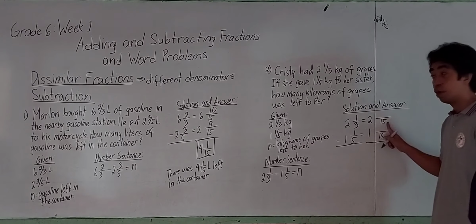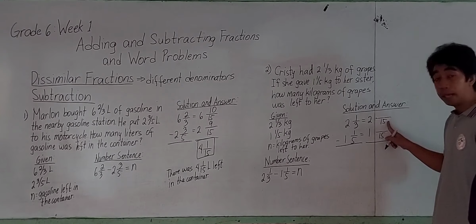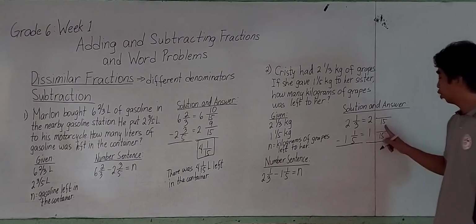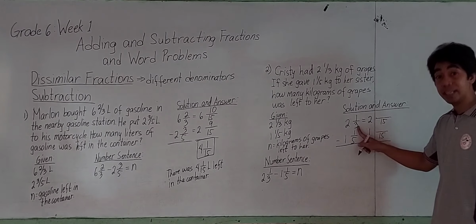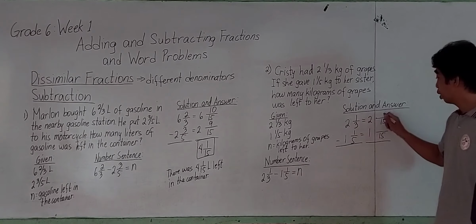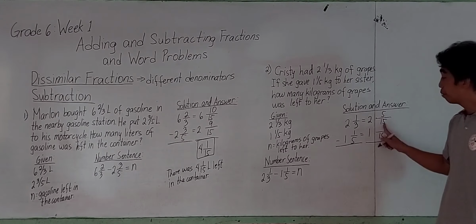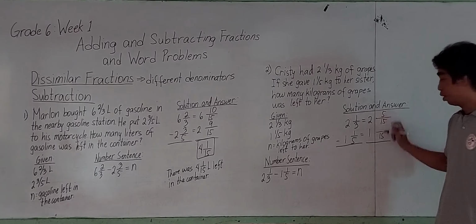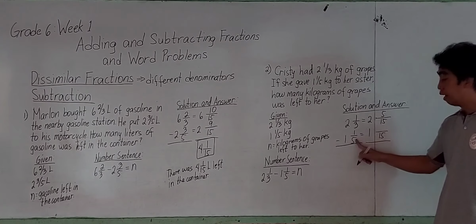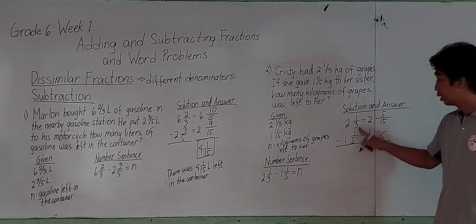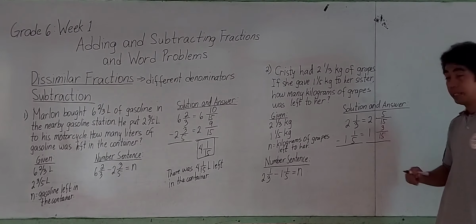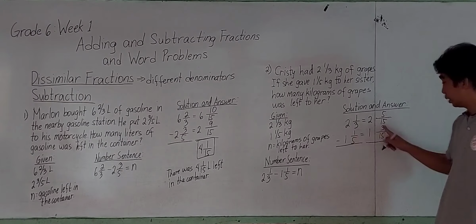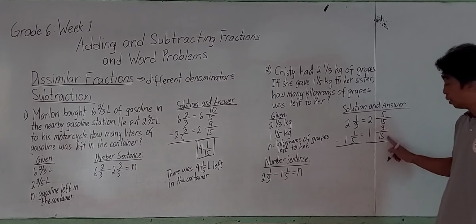We can now get the missing numerator. We divide our LCD by the given denominator, then multiply it by the given numerator. So 15 divided by 3 is equal to 5, times 1 is equal to 5. Now the second one, 15 divided by 5 is equal to 3, times 1 is equal to 3. So now we have similar fractions.